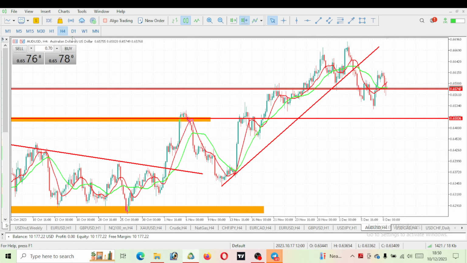So let's take a look at AUD USD. We are now on the reversal move. We can see that the AUD USD has given us a double top around this level, which is on the forward time frame. A double top indicates a reversal move.